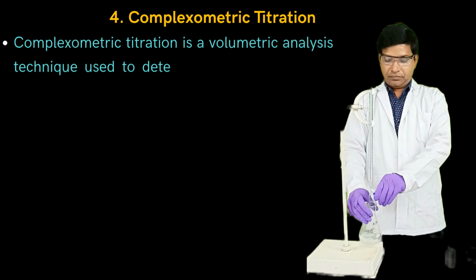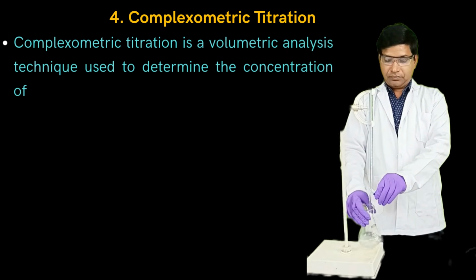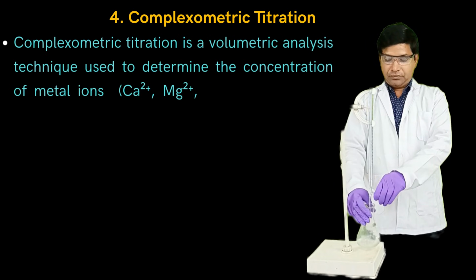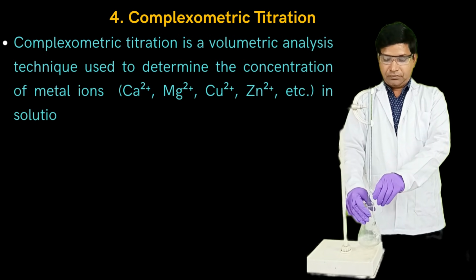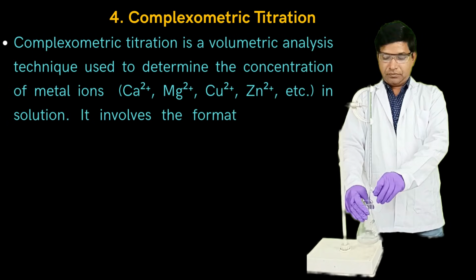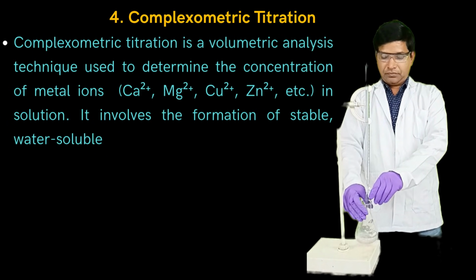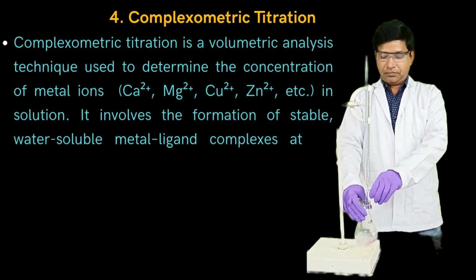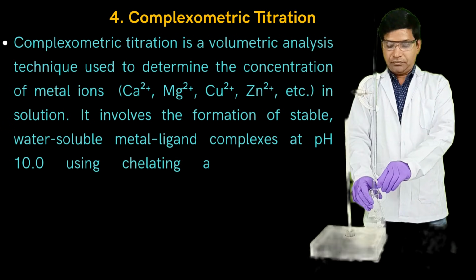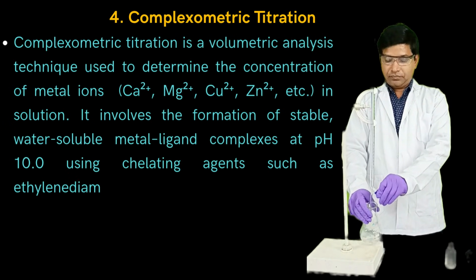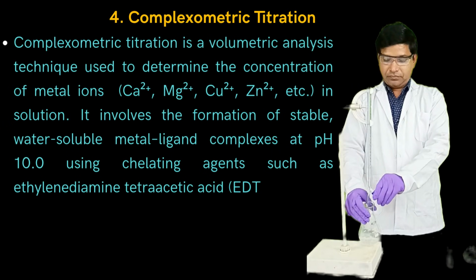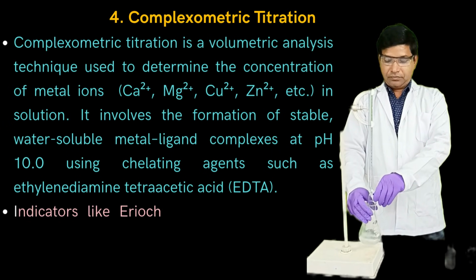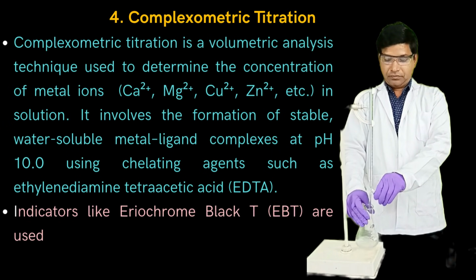Complexometric titration. Complexometric titration is a volumetric analysis technique used to determine the concentration of metal ions such as Ca2+, Mg2+, Cu2+, Zn2+, etc. in solution. It involves the formation of stable, water-soluble metal ligand complexes at pH 10 using chelating agents such as ethylenediamine tetraacetic acid, EDTA.